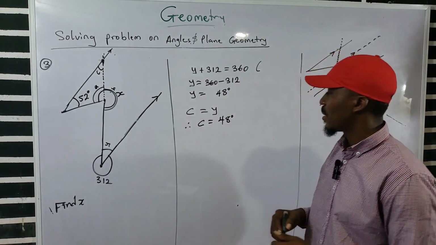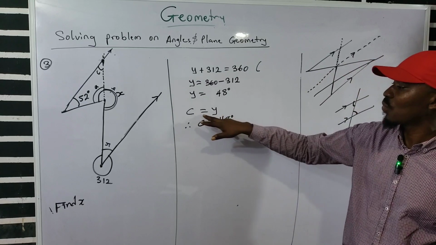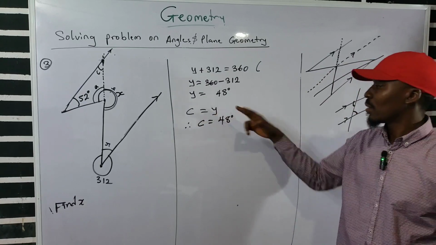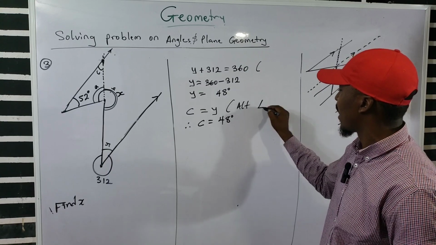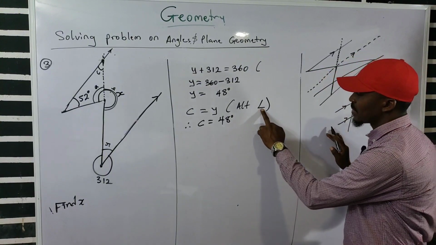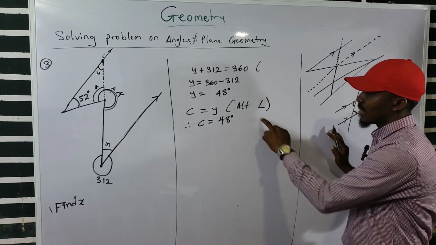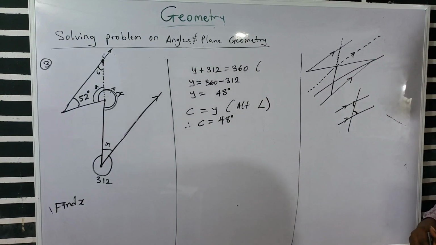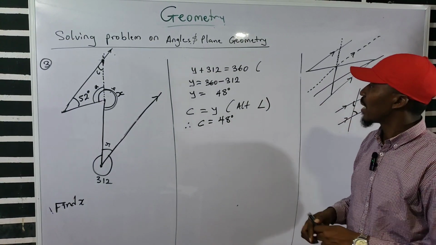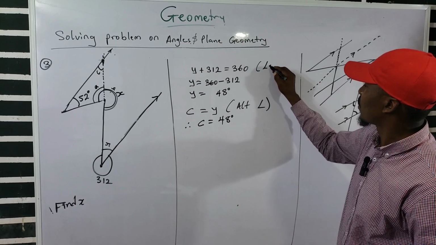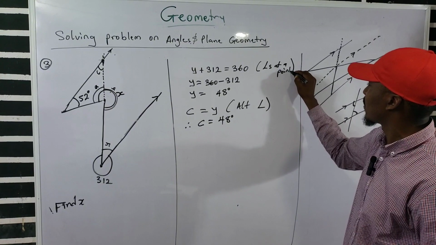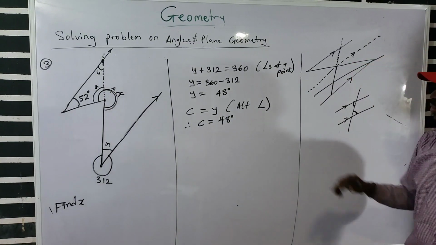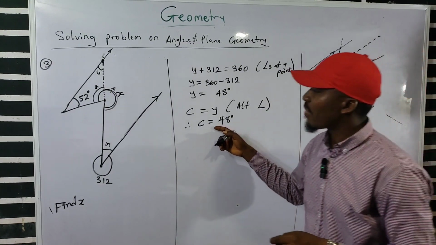Therefore C equals what? 84 degrees. Remember, when you say C equals y, you have to give your reason, and the reason is not too much. You can just say alternate angle. That's all. The reasons are not much. I will try to be writing some of these angles at a point. That's the reason. So this one is alternate angle. Now we have gotten C.